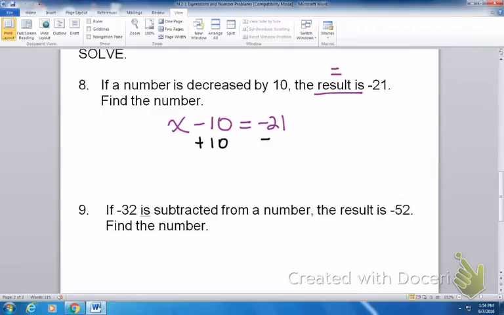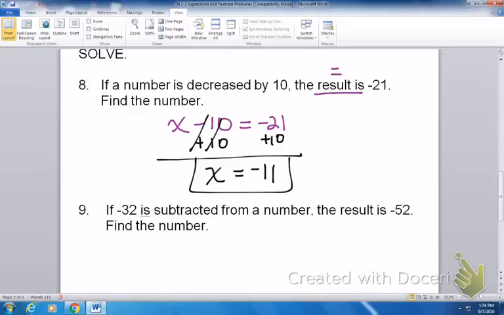I'm going to add 10 to both sides. The 10s on the left cancel and leave me just x. Negative 21 plus 10 is negative 11. And you have to be real careful here, guys. If you miswrite the equation, you're going to miss the answer and you're going to lose lots of points. So pay attention and look at your notes. Let's go to number 9.